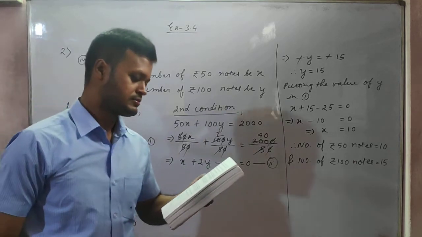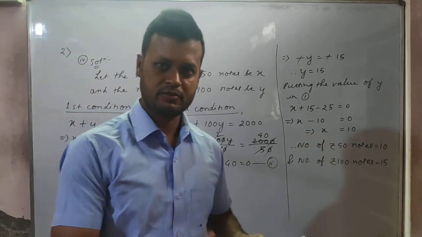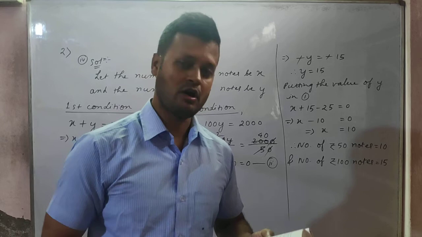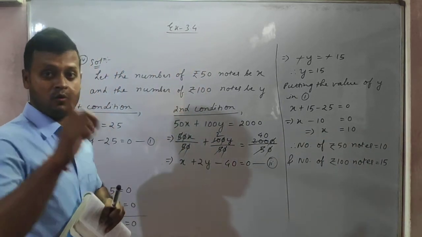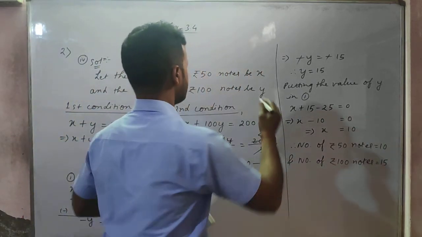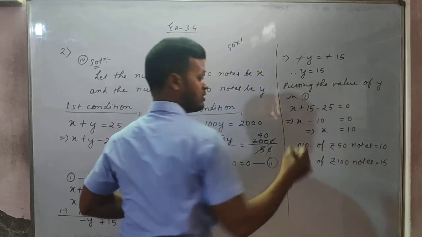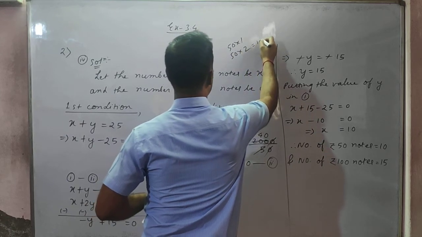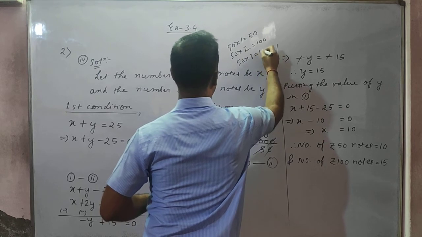Now second condition. From the bank, Meena withdrew how much money? 2000 rupees, isn't it? So what is the value of 1 fifty rupees note? 50 into 1. Value of 2 fifty rupees notes, students, 50 into 2, 100. Value of 3 fifty rupees notes, 50 into 3.